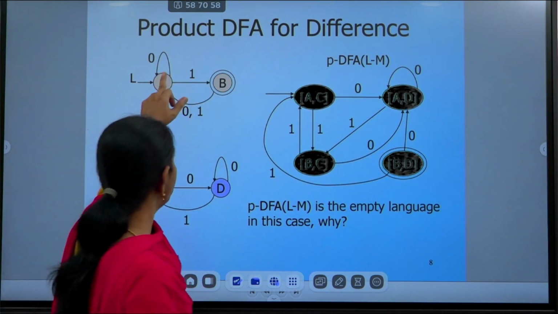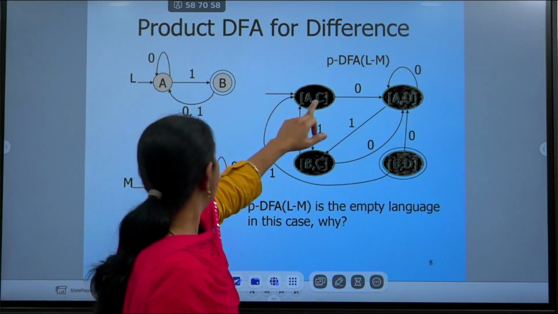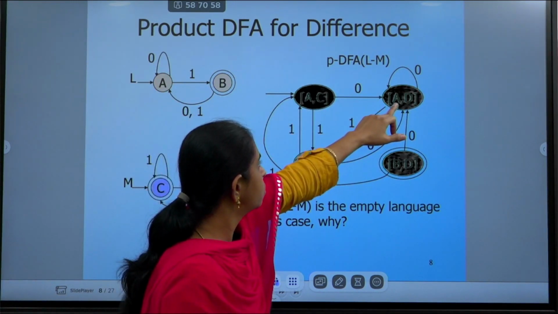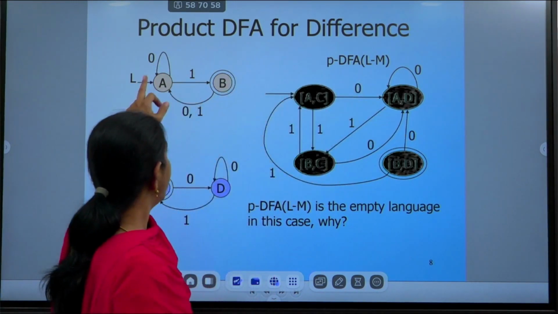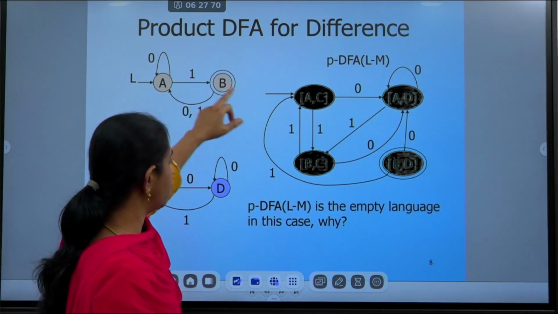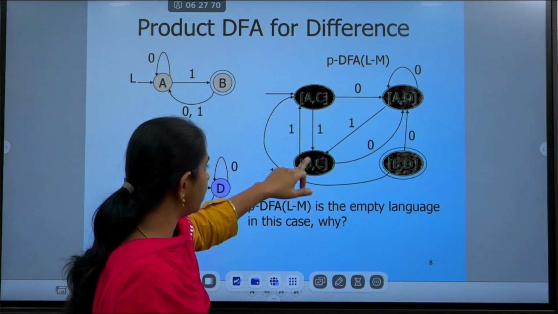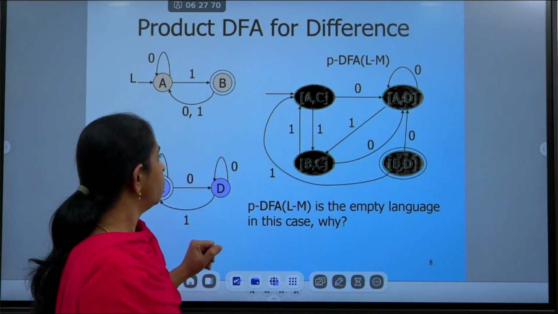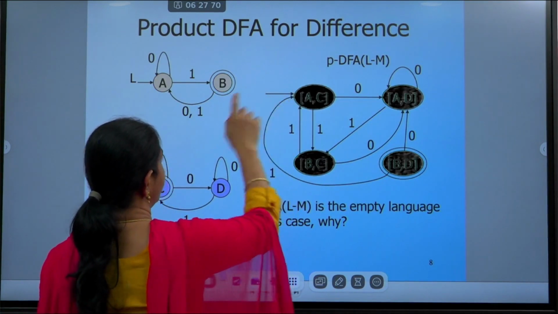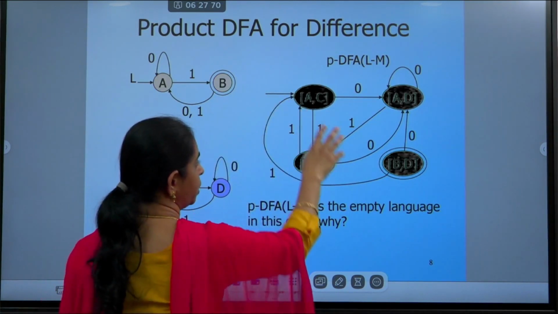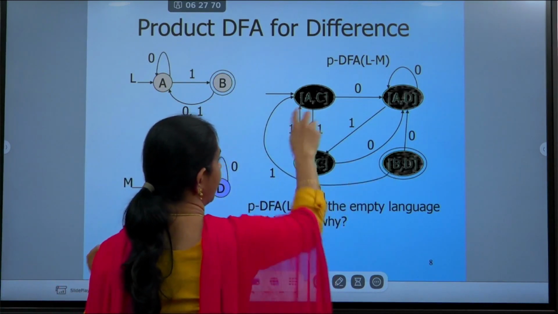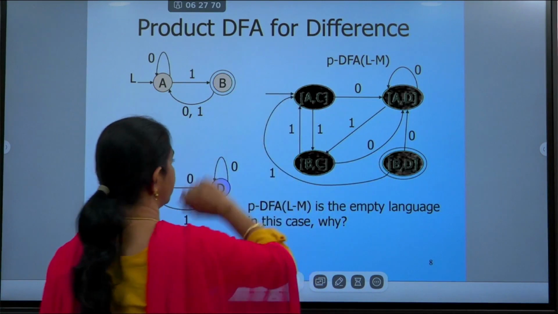Here from A we have the 0 transition to A itself, and from A we have the B transition on input alphabet 1. From B again we have A, on the 0 transition as well as the 1 transition. So from B we have the 0 transition as well as the 1 transitions.